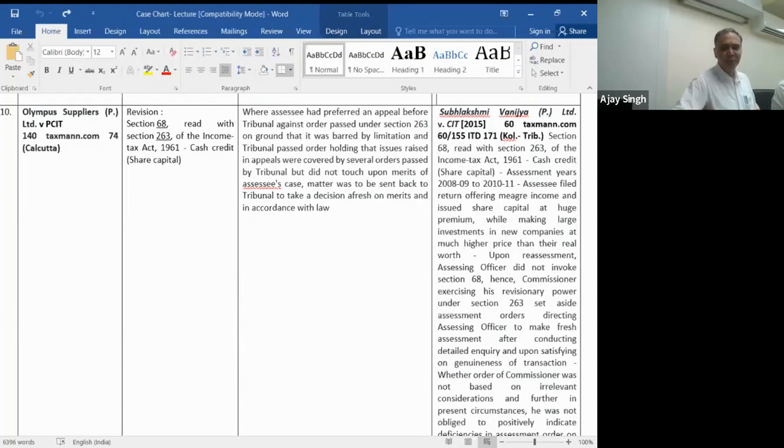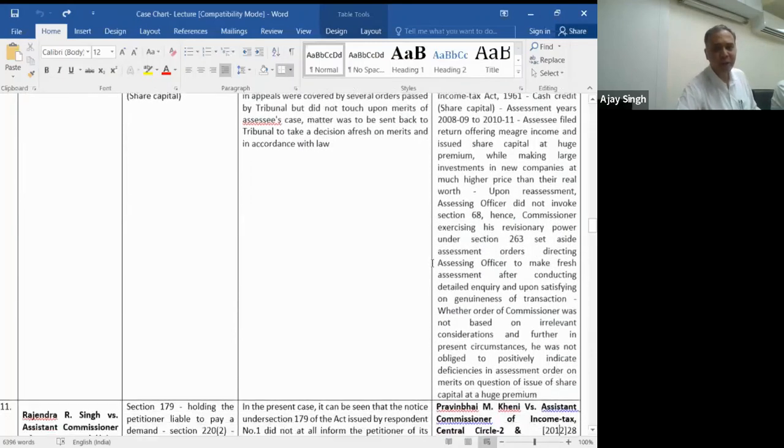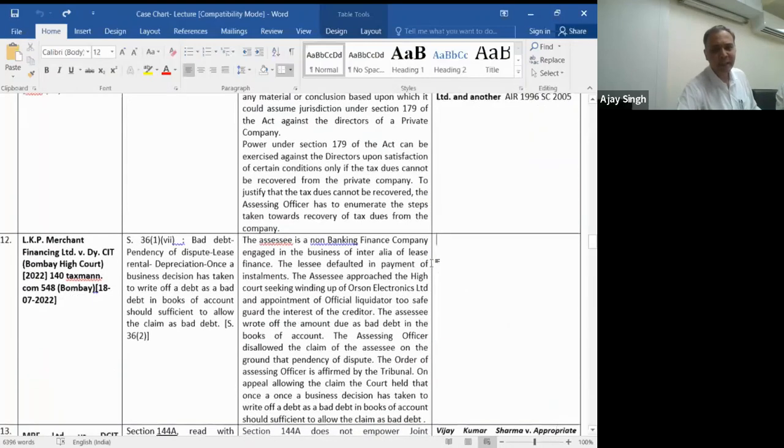So let's move to the next decision. It is again a decision of the Bombay High Court. It is in context to section 179.